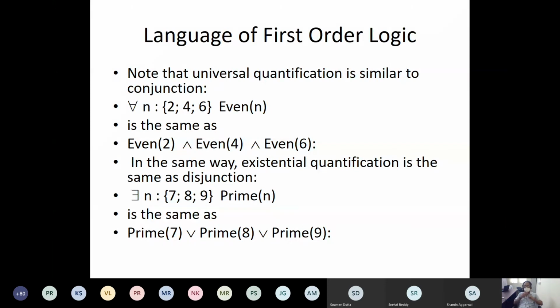Note that universal quantification is similar to conjunction. We say for all n in the set {2, 4, 6}, even(n). Actually, we are saying even 2 and even 4 and even 6. In the same way, the existential quantifier is the same as disjunction. There exists an n in {7, 8, 9} such that prime(n) is the same as prime 7 or prime 8 or prime 9. Okay?